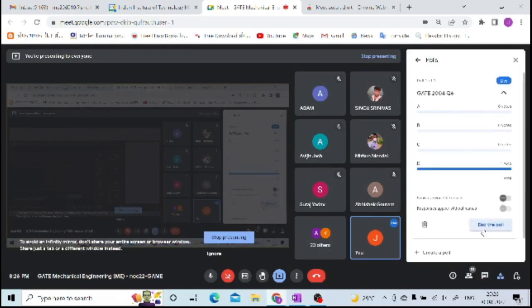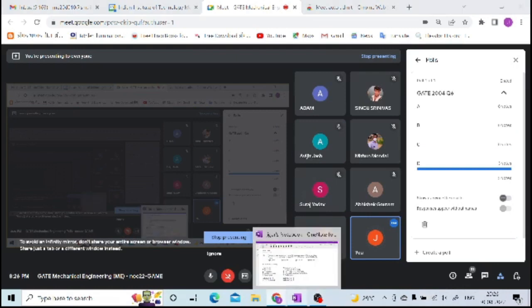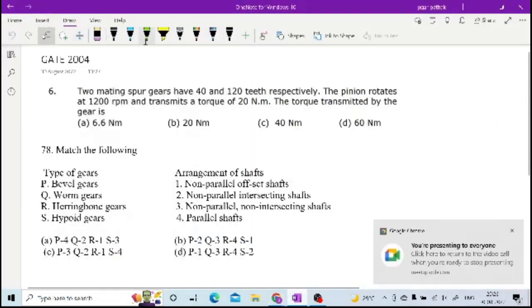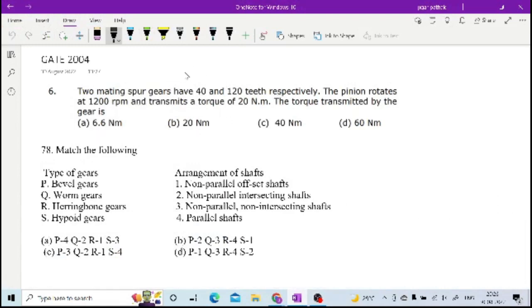Please answer through poll, those who got the answers. Submitted, sir, on the poll. Okay, so I'm ending the poll. Now, those who have answered correctly, but many of you have not answered. So let us see what is provided here. Two meshing gears have 40 and 120 teeth respectively, and the pinion rotates at 1200 rpm and transmits a torque of 20 newton meter. The torque transmitted by the gear is now.